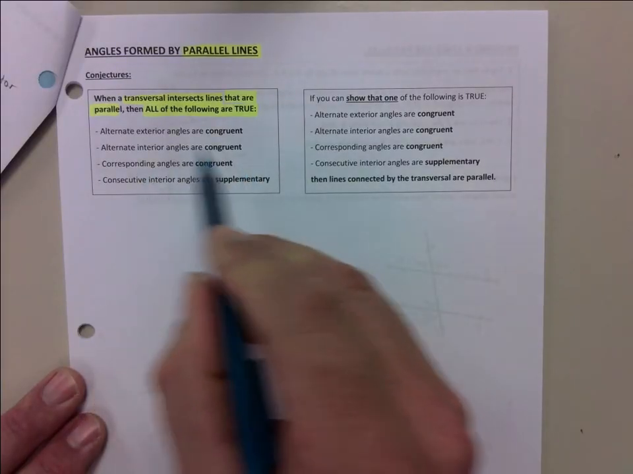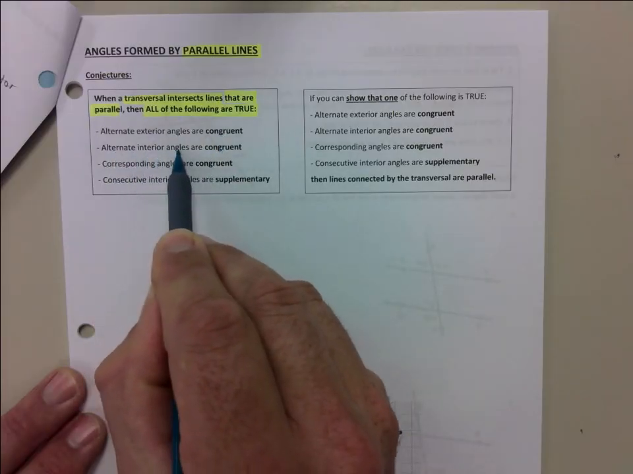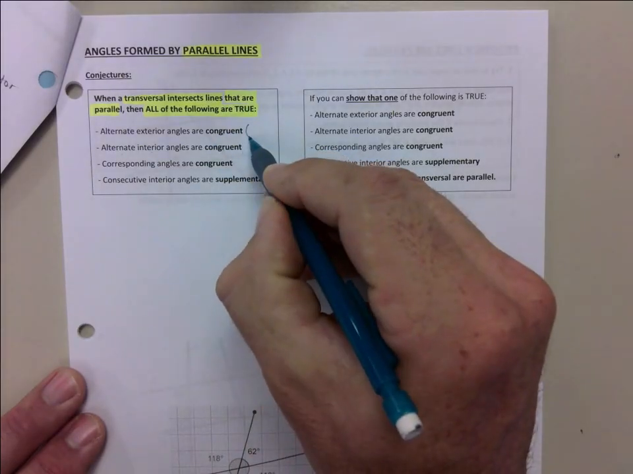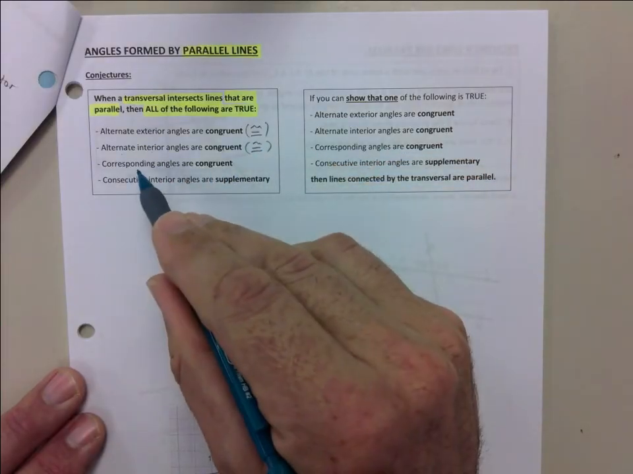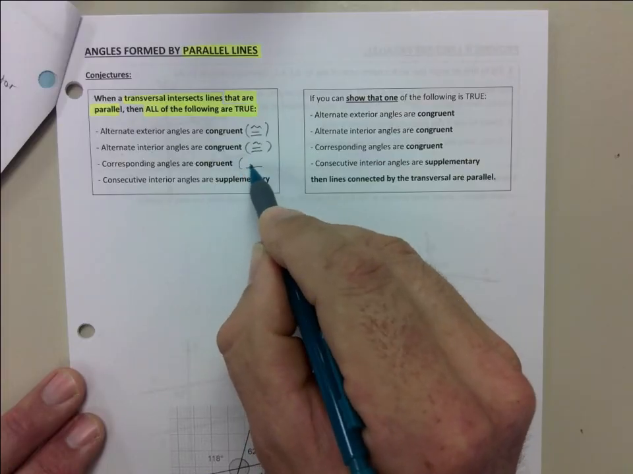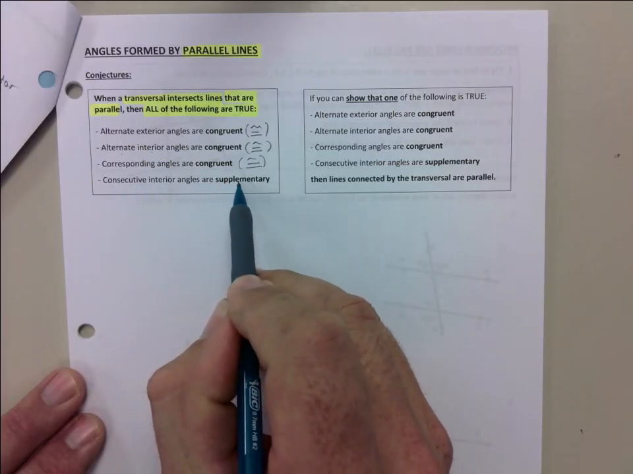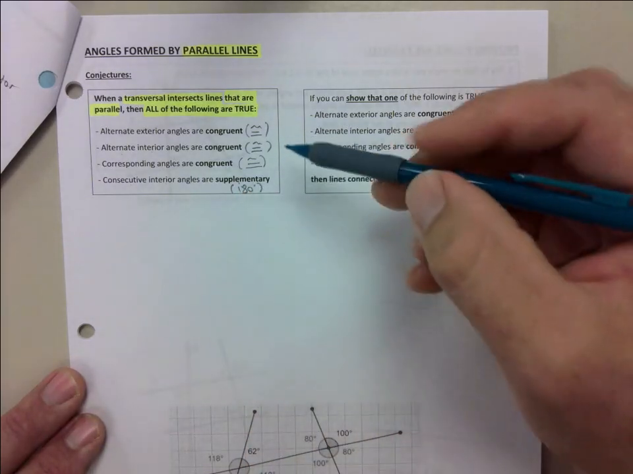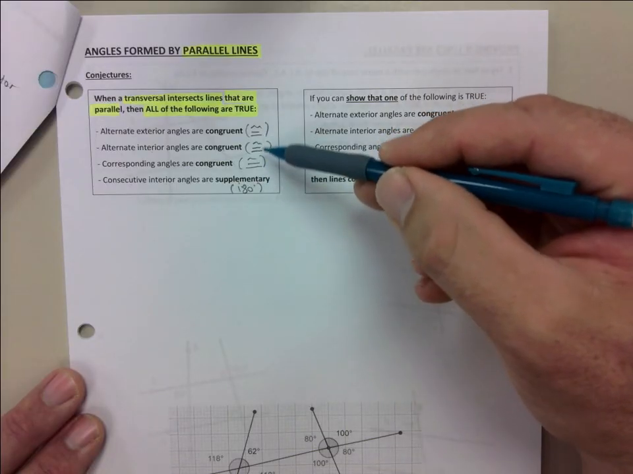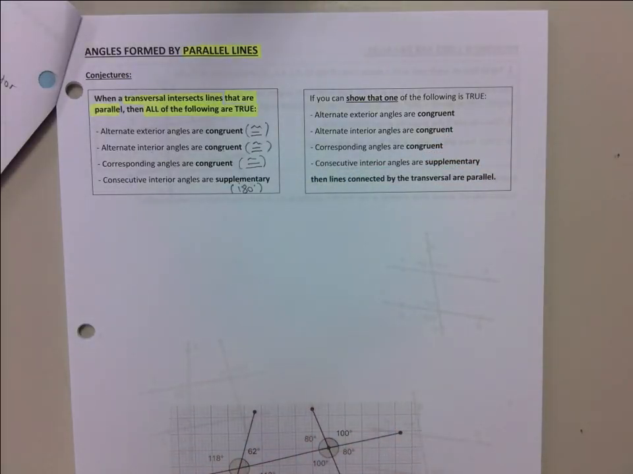I will rephrase, but basically alternate exterior angles are going to be the same. Alternate interior angles are going to be congruent. If you want to put down congruent, that symbol. Corresponding angles are congruent. And what do we know about consecutive interior angles? They are supplementary. That means that they add up to 180. So these four things are always going to be the case if you have parallel lines in the mix. Let's use that to help us out here.